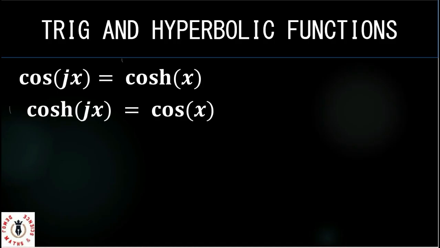cosh x. Now, we know that cosh x, or the hyperbolic cosh of x, is given as e raised to power x plus e raised to power minus x over 2. We've established this in our previous lessons. We'll put a link to that lesson in the description.